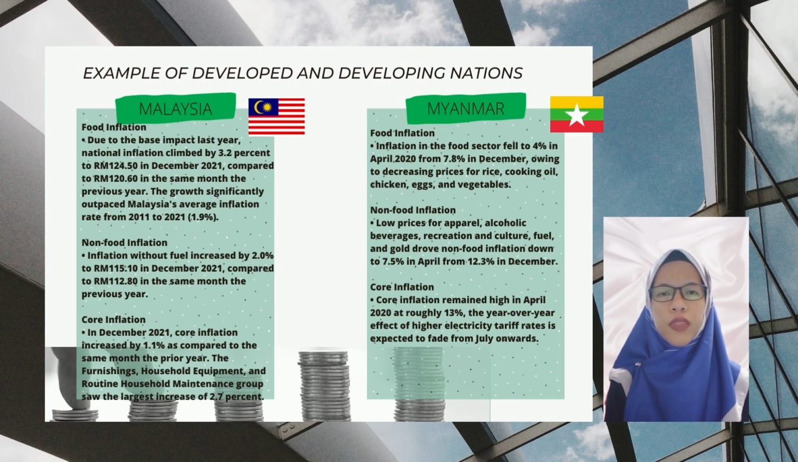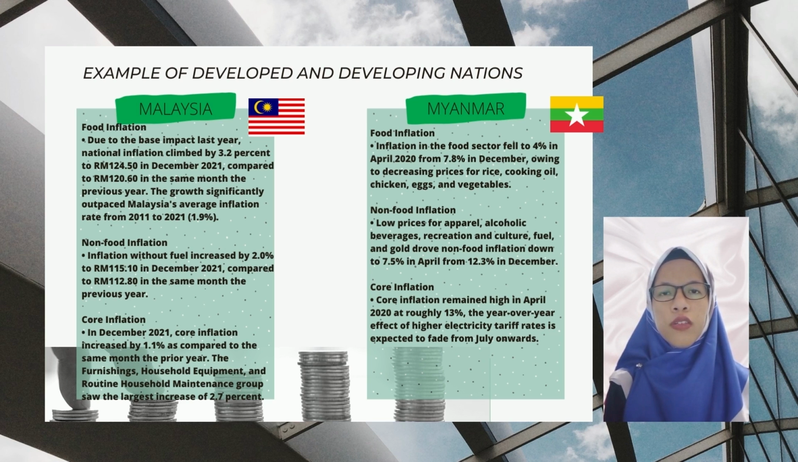Assalamualaikum warahmatullahi wabarakatuh. My name is AUNI Siti KHADIJAH binti AHMAD FAIZAL from Group 6. I will explain about the example of developed and developing nations that are facing inflation. The developed nation that is facing inflation is our country, Malaysia, while the example of developing nation that is facing inflation is Myanmar. I will explain about three types of inflation in both countries, which are food inflation, non-food inflation, and core inflation.